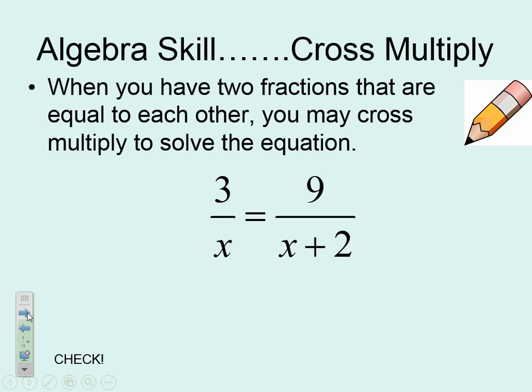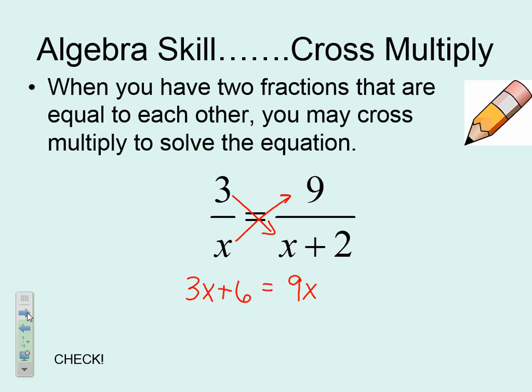So here we go. Here's the first one that we should get in our notes. Here's an example of how this works. So when you cross multiply, we would take the 3 times the x plus 2 there. So that would make 3x plus 6. And then we would put our equal sign, and then we would multiply, basically they're called means and extremes. We would multiply the 9 times the x as well, giving me 9x. So we have two expressions that were equal to each other here, creating an equation that we can now solve.